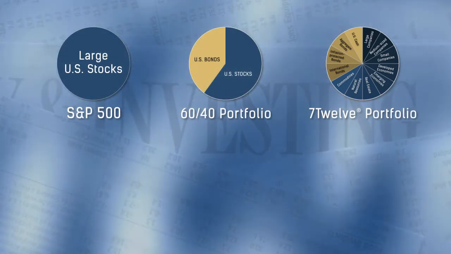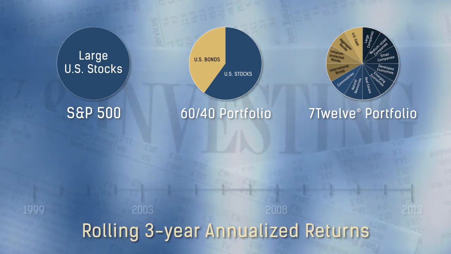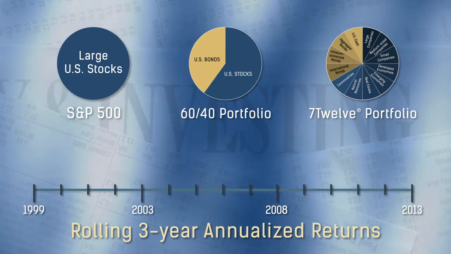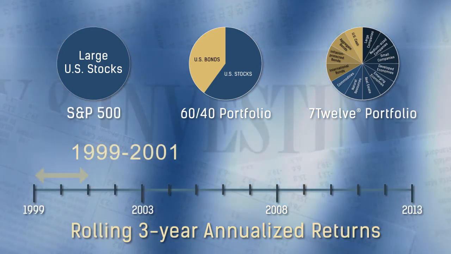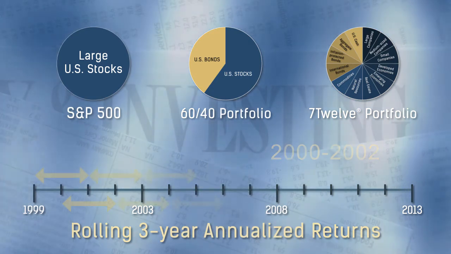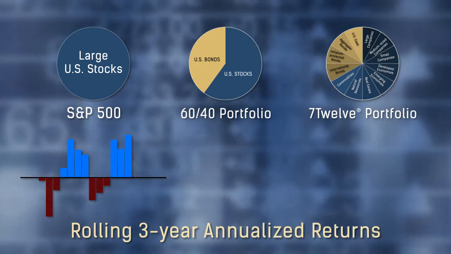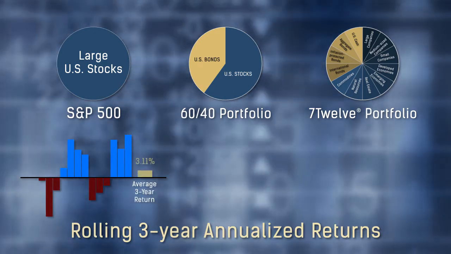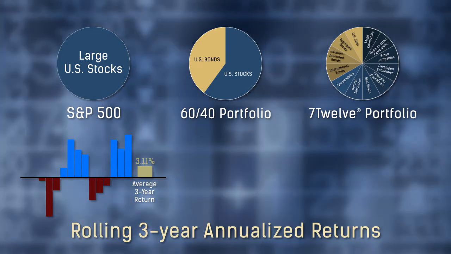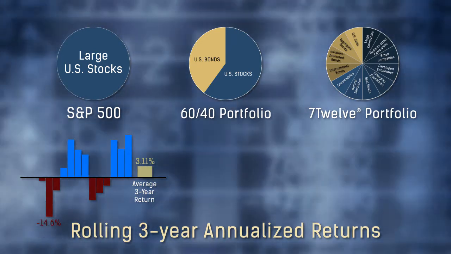To examine consistency, we'll look at rolling 3-year annualized returns. There were 13 of them during the 15-year period. The first 3-year rolling return was from 1999 to 2001. The next was 2000 to 2002, and so on. The average 3-year rolling annualized return for the S&P 500 was 3.11%. And 6 of the rolling 3-year returns were negative. The worst 3-year annualized was negative 14.6%.